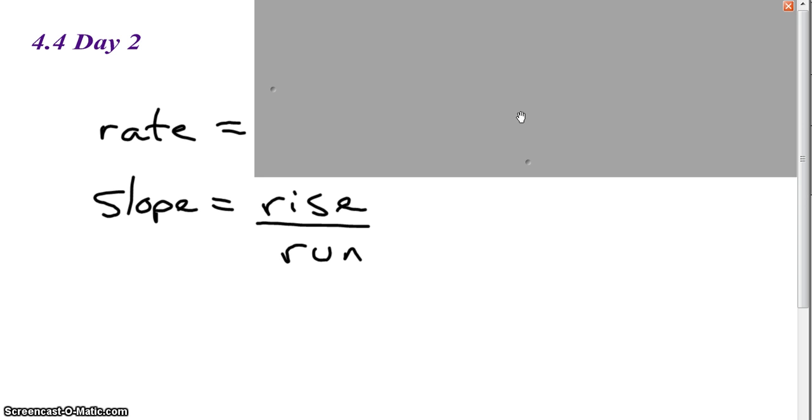So rates are like ratios in that they look like a fraction, but we have two different things in rates, right? What's different? Or give me a rate example.